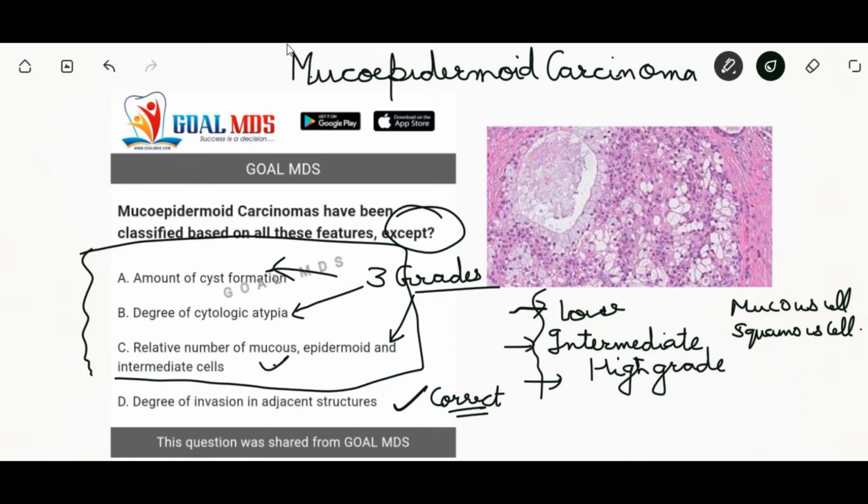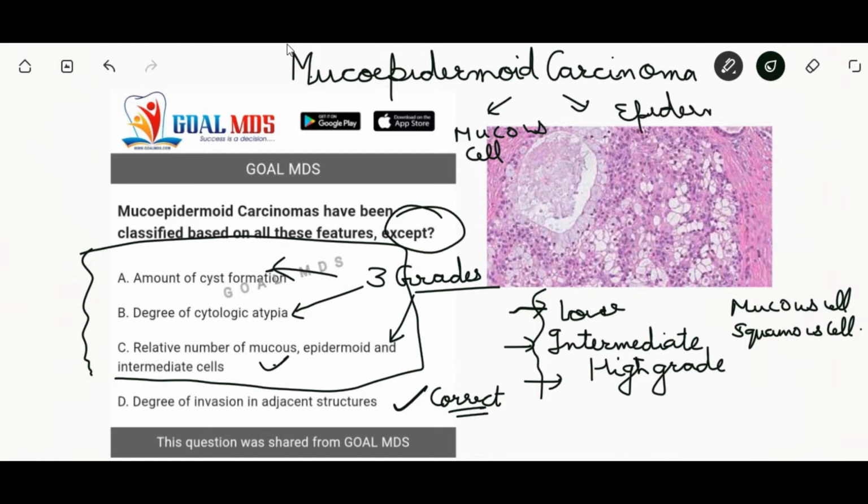Now let us discuss a few more points about mucoepidermoid carcinoma. As the name implies, the tumor is composed of both mucus secreting and epidermoid type cells. Columnar and clear cells are also seen.